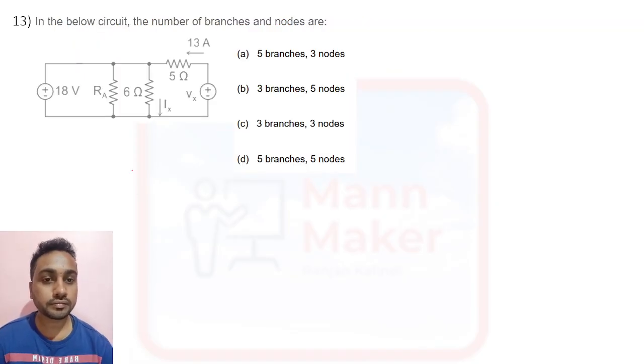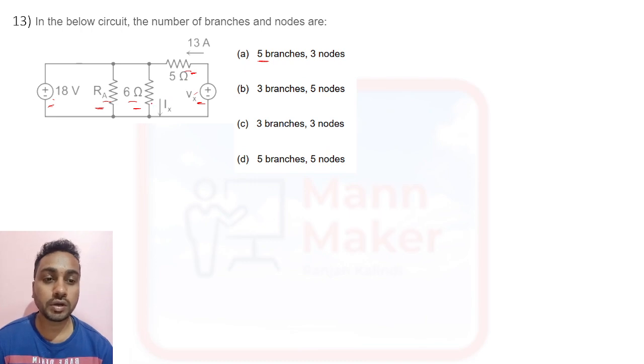Okay, in the below circuit, the number of branches and nodes are. So branches means the number of elements. This is one element, this is another one, this is another one, this is another one, this is another one. So total 1, 2, 3, 4 and 5. 5 elements are there, meaning 5 branches.